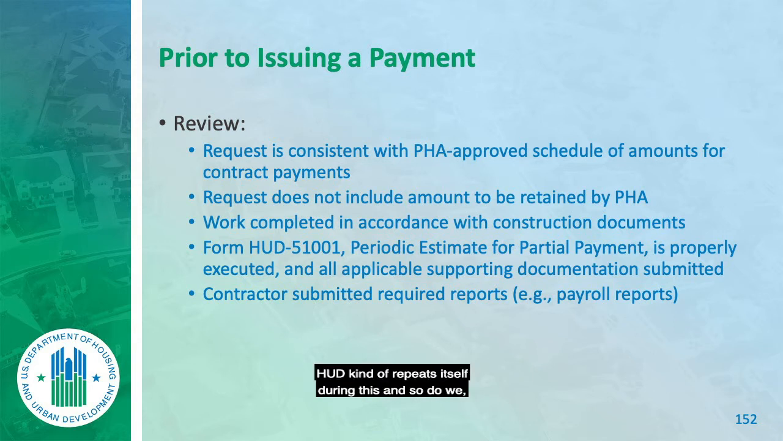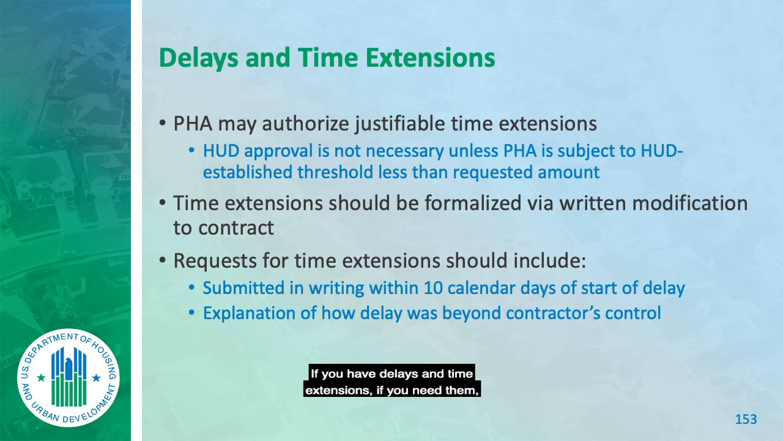HUD kind of repeats itself during this, and so do we, but it's for a reason. That the request does not include an amount to be retained by the PHA. Now, we always have it listed, and it's in a minus. We always have it listed on the pay request. That's what I do.